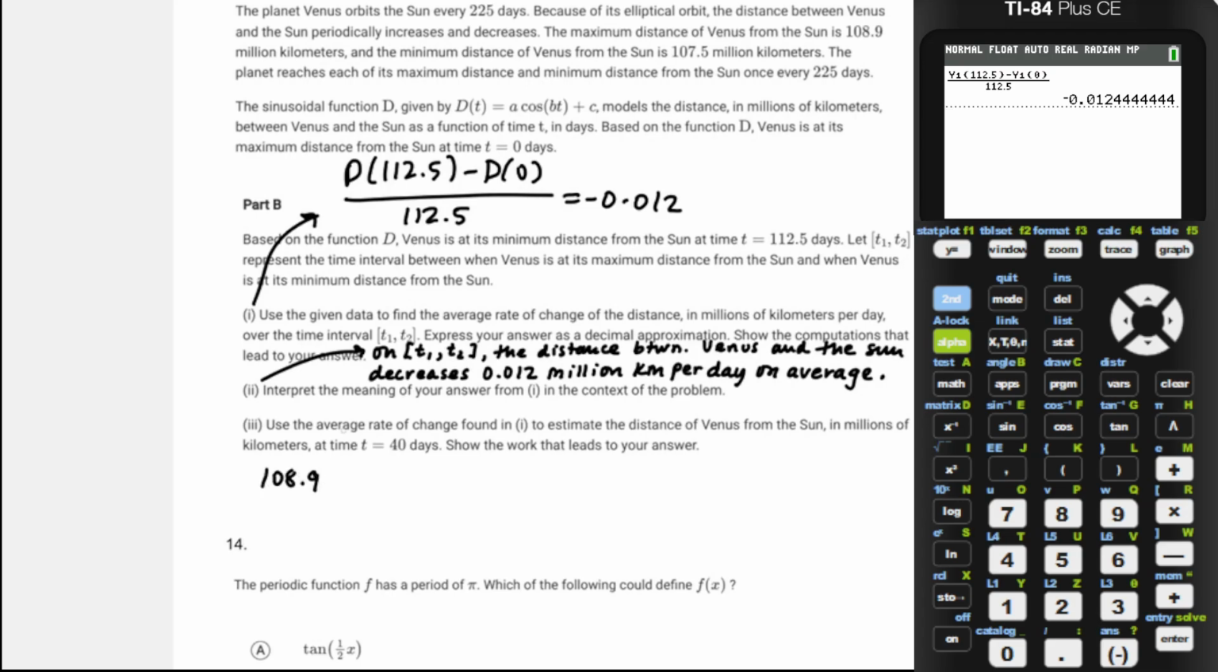108.9 was the output value at 0, and I decreased 0.012 million kilometers per day on average 40 times, and 40 is definitely in that interval. So I'm going to say, set it up like that. And say, all right, 108.9 minus 0.012 times 40, and that's going to give me 108.42.